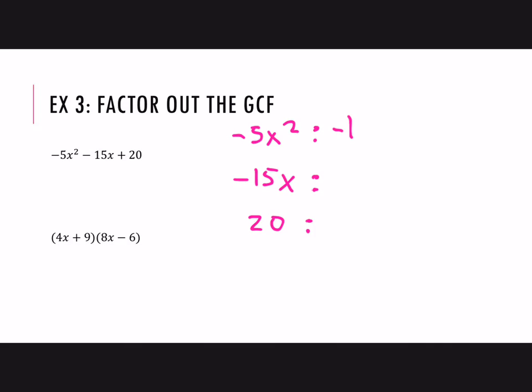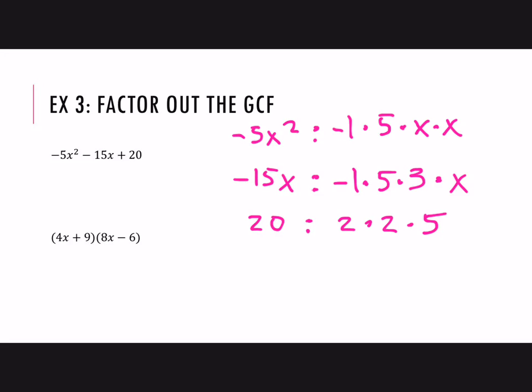So a negative is going to be negative 1, and then 5 is a prime number, and x squared becomes x times x. Negative 15x becomes negative 1 times 5 times 3, and then we just have an x. And 20 becomes 2 times 2, that's 4, times 5 is 20.